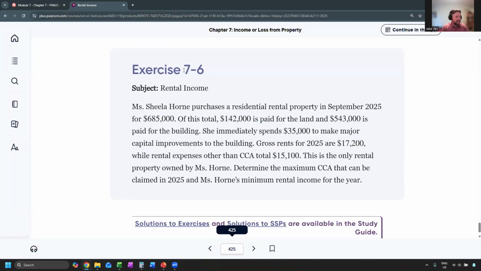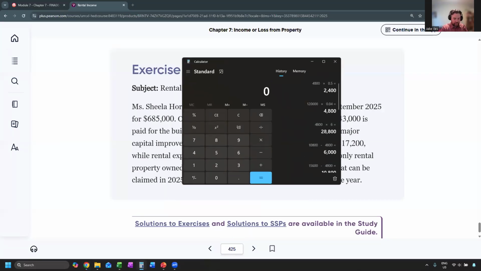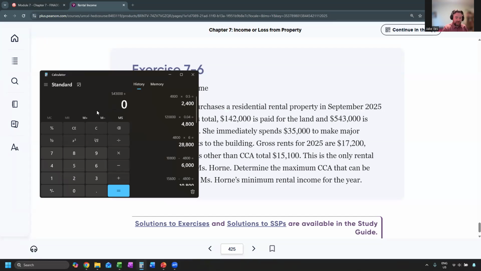So in this exercise 7-6, Ms. Sheila Horn purchases residential rental property in September of 2025 for $685,000. $142,000 of that price is for the land. So 685 minus 142 is 543. 543,000 relates to the building. She immediately spends $35,000 to make major capital improvements to the building. So our building is 543,000 plus 35,000. Our entire purchase cost for the building is 578,000.